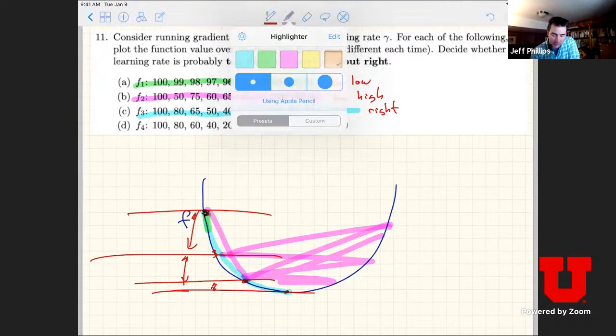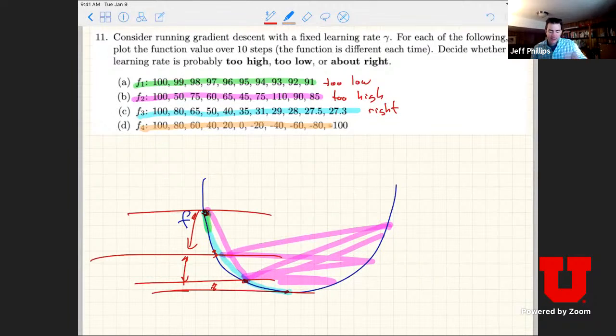This last one's maybe a little bit trickier. 180, 60, 40, 20, 0, minus 20, minus 40, minus 60, minus 80, minus 100. Okay, so this one gets to the lowest function values. But in this case, I'm still going down at a constant rate each step, right? So it's still dropping by 20 every time.